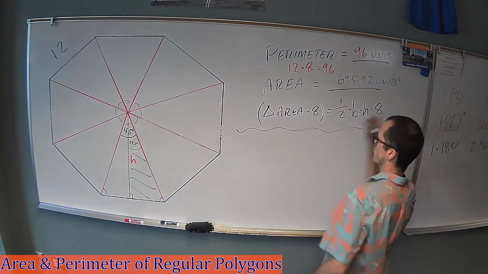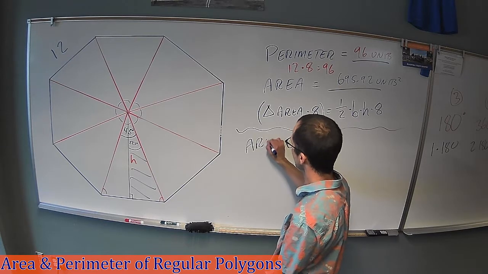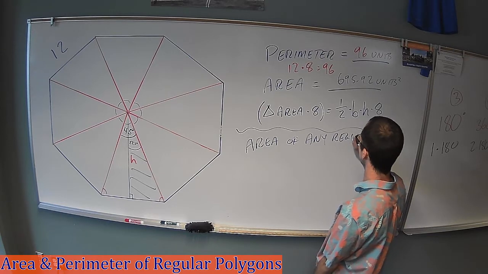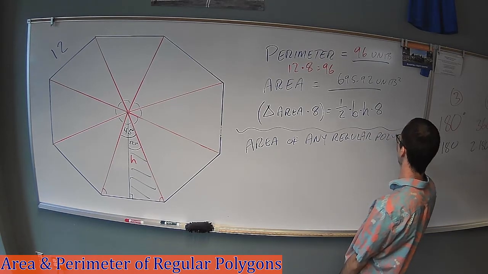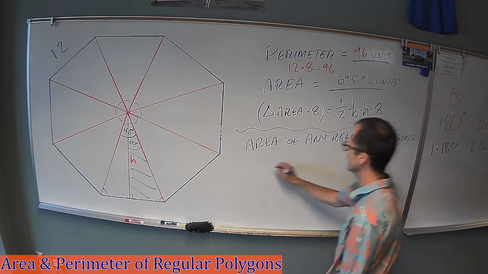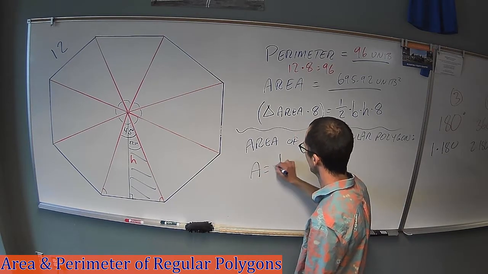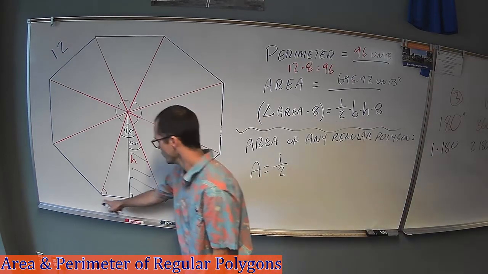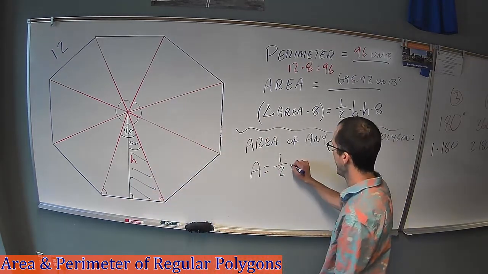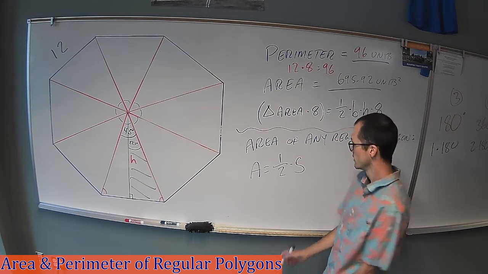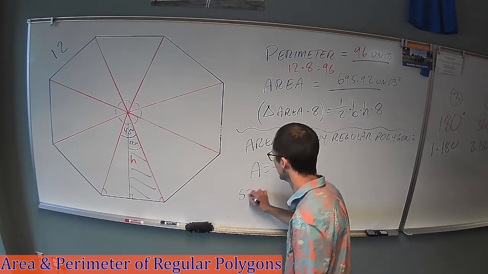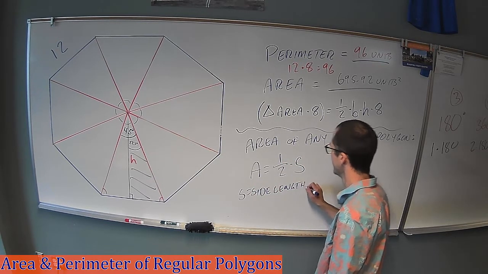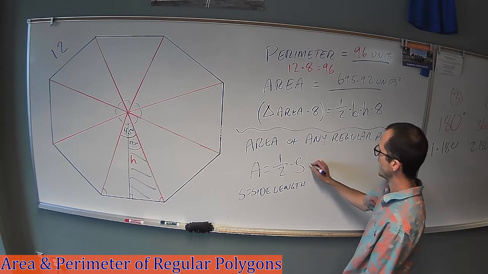So, in general, to find the area of any regular polygon, you're going to use the following formula. Area equals 1/2 times the base of your triangle. So I'm going to call that S for side length. Let's define this as we go. S equals side length. So it's 1/2 times base times height.